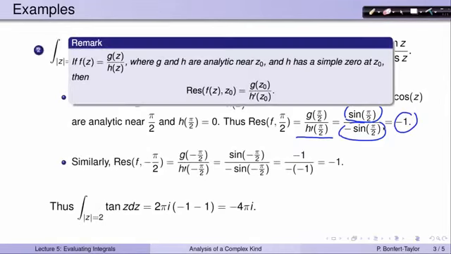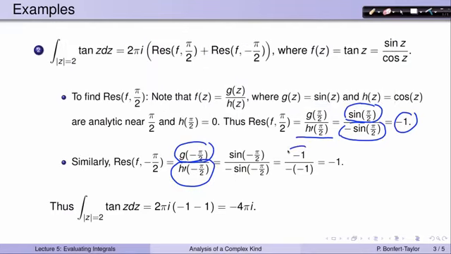Similarly, the residue of f at negative pi over 2 is the numerator at negative pi over 2 divided by the derivative of the denominator at negative pi over 2, because the denominator function cosine z again has a simple zero at negative pi over 2. Therefore, we can evaluate g of negative pi over 2, which is sine of negative pi over 2, and divide that by the derivative of the denominator, negative sine of negative pi over 2. We find ourselves with negative 1 over negative sine of negative pi over 2, which is negative 1, so the quotient is negative 1.